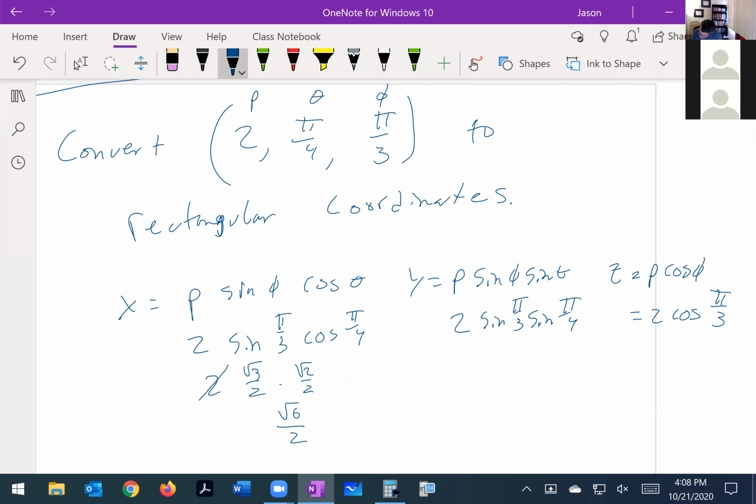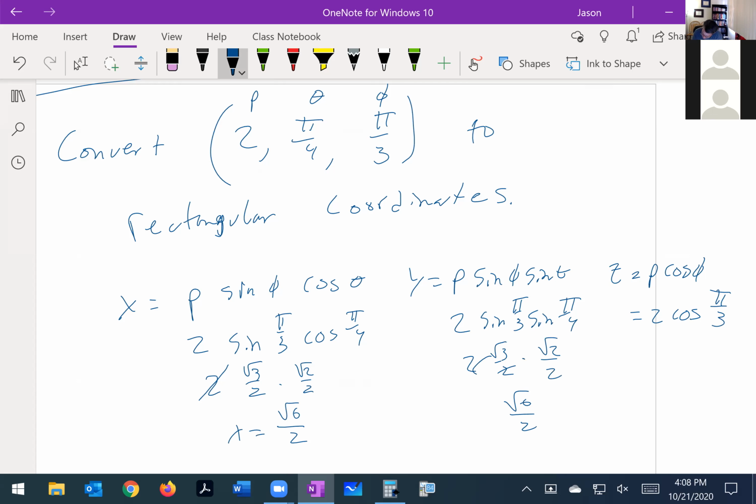Okay, and then 2, this is going to be sine of pi over 3, again, is radical 3 over 2. Sine of pi over 4, it's the same thing. 2 radical 3 over 2 times radical 2 over 2. And this is going to be radical 6 over 2.